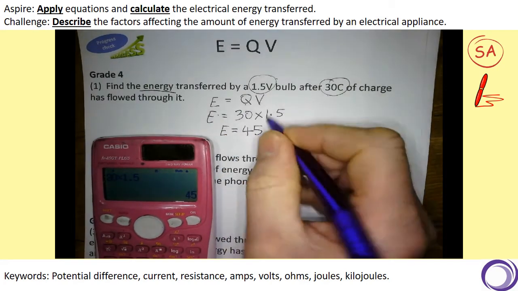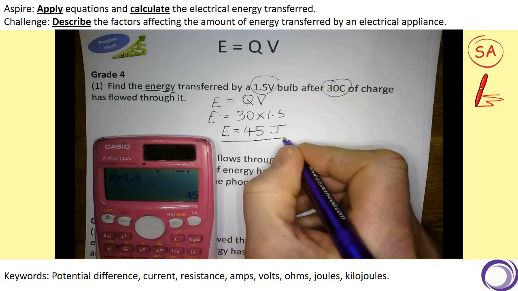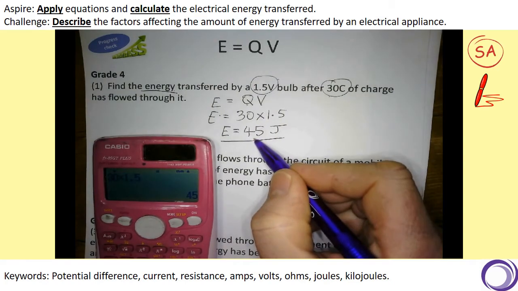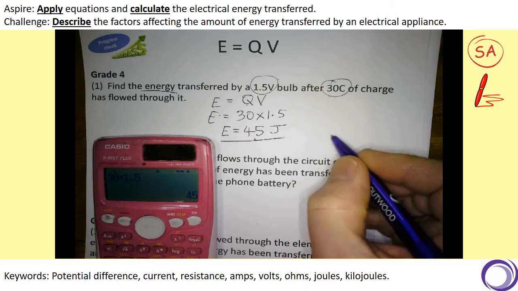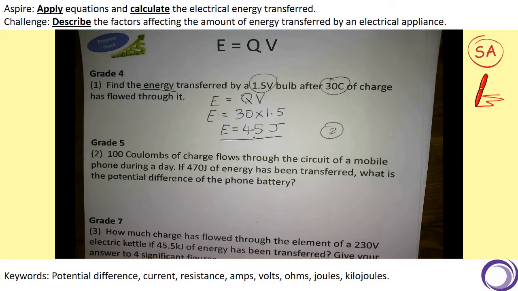Got to remember the unit for energy, that's joules, capital J. Underline the answer to draw the examiner's eye to it, 45 joules. If you've got 45, that's 1 mark. If you've got joules, capital J, that's 2 marks. Second one.